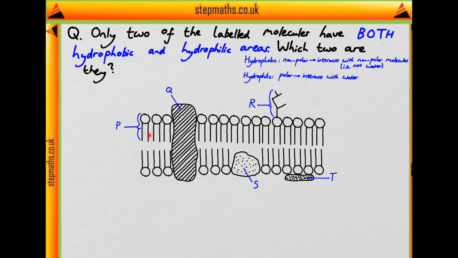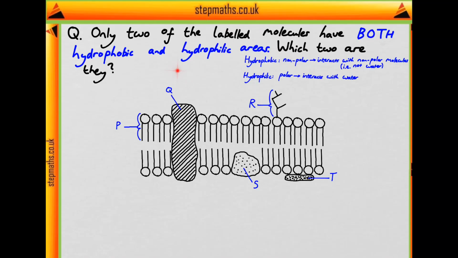P is quite clearly a phospholipid, meaning it has this phosphate head and a glycerol molecule connecting it to these two fatty acid chains. This phosphate head is highly polar, so it interacts with water, meaning this is a hydrophilic area. These fatty acid tails are long hydrocarbon tails which are highly non-polar and so are hydrophobic. And so this is the first of our two labelled molecules which have both hydrophobic and hydrophilic areas.